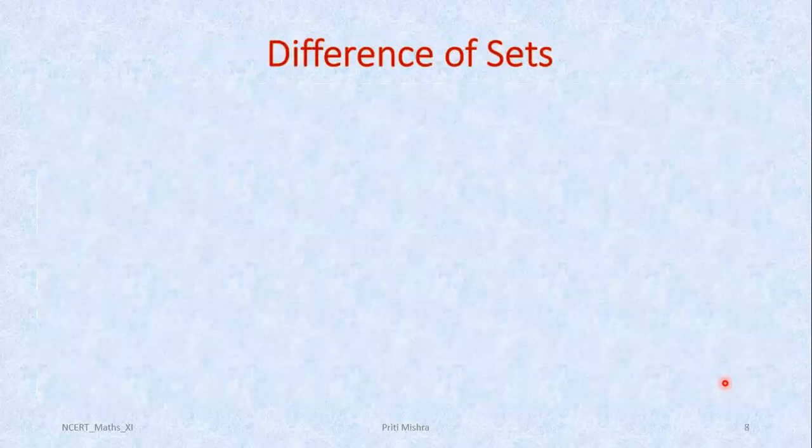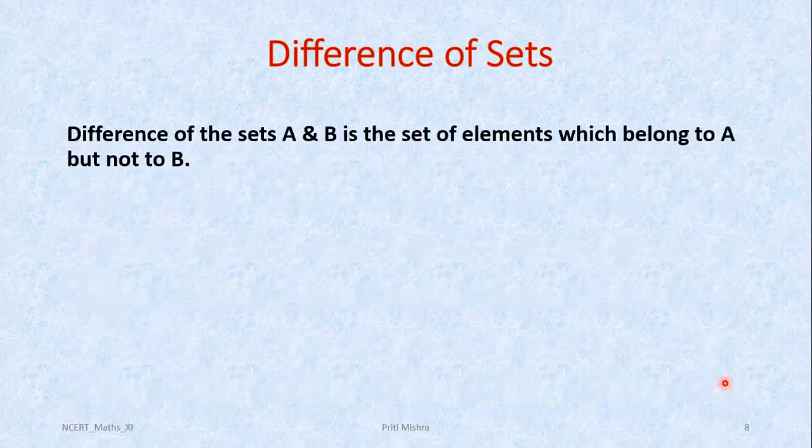Now, what is the difference of sets? If you have two sets A and B, then the difference of the sets A and B is the set of elements which belong to A but not to B. It means you have to write all the elements which are a part of set A, but they should not be a part of set B.